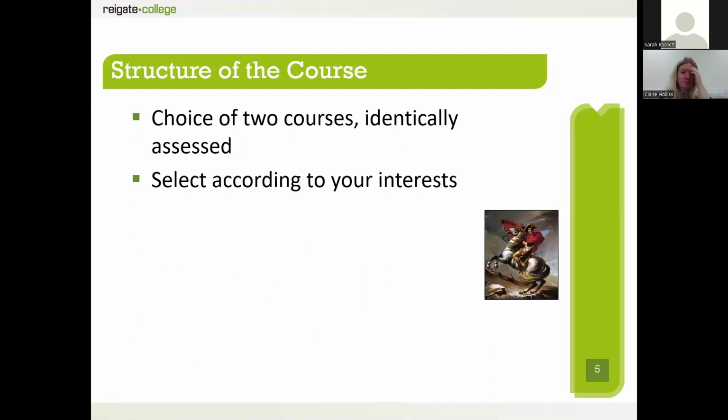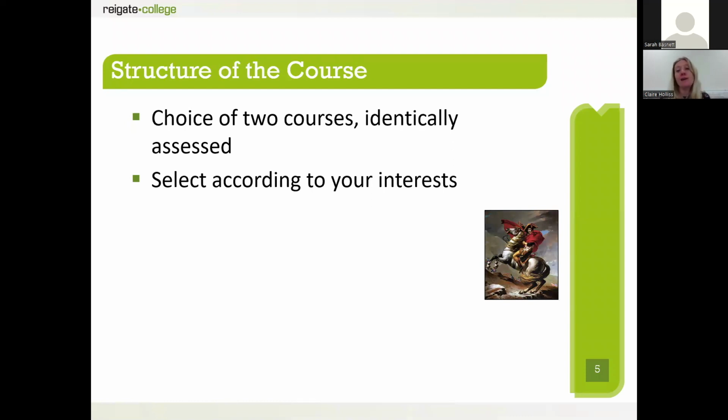So the first thing to talk about is the fact that we've got two history courses at the college. We offer an early modern history course and a modern history course. The first thing to clarify is that these courses are run by the same exam board. They have the same style of exam paper at the end of the two years. They're assessed using the same kind of mark schemes. So there's no course that would be easier or harder than the others. They're identical in that respect.